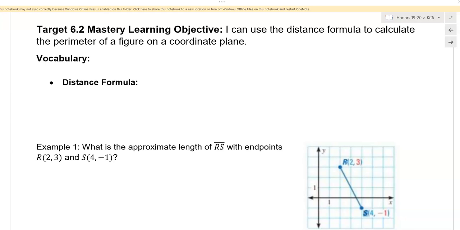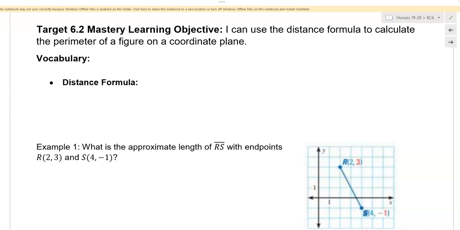Right, we are looking at our target 6.2 mastery learning objective. I can use the distance formula to calculate the perimeter of a figure on a coordinate plane. So yesterday we looked at our midpoint formula. Today we're going to be looking at our distance formula.